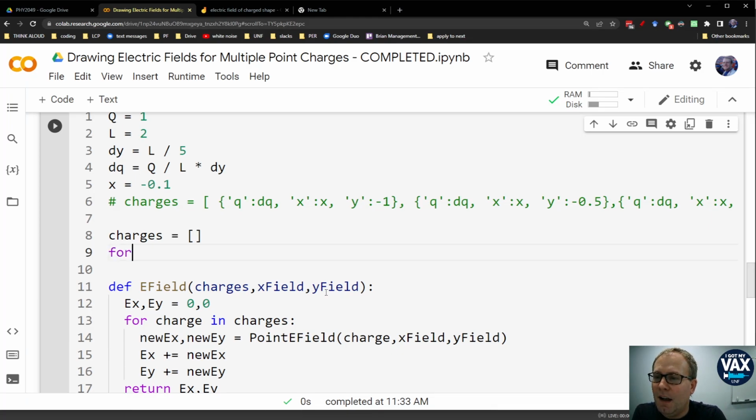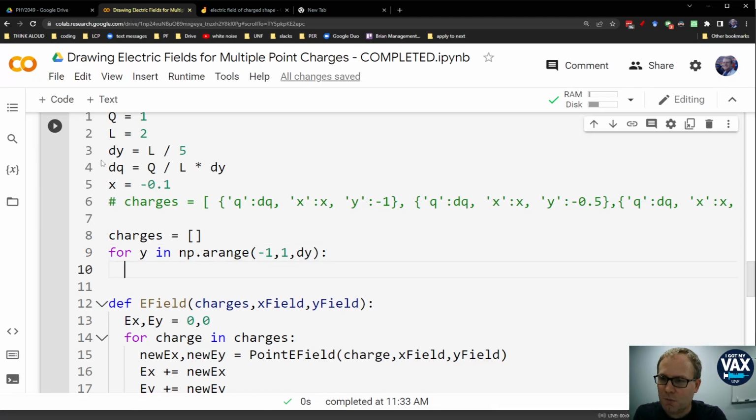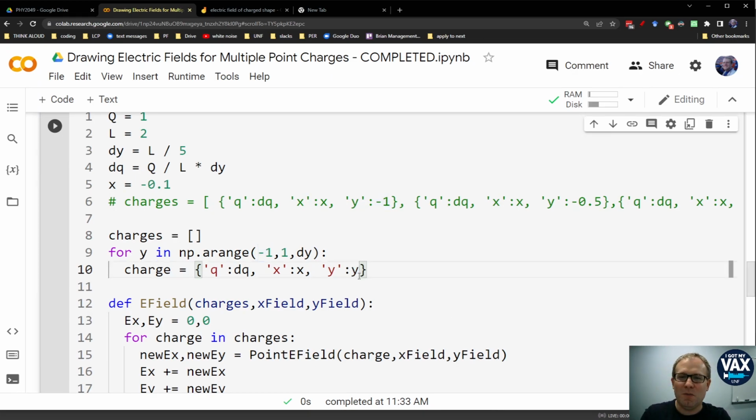So we're going to say for y in p.arange, and we're going to go from -1 up to 1 in steps of dy, right? We've already decided what our dy is up here. So this is going to go from -1 to 1 in those steps of dy. And then what we're going to do, we're going to call a charge equal to, let's just grab our dictionary here, copy and paste. So my q is still going to be dq. I still want that to be that nice uniform step that I've got there. My x is still going to be x. That's still going to be that constant -0.1. But now I want my y to be variable. I want it to be this y that I'm moving up here.